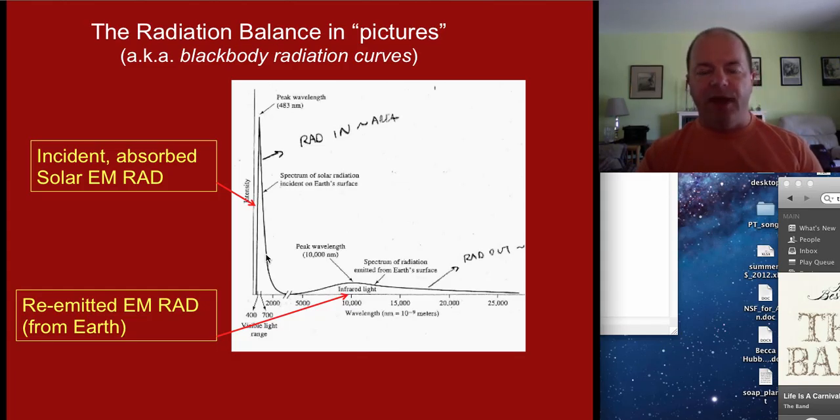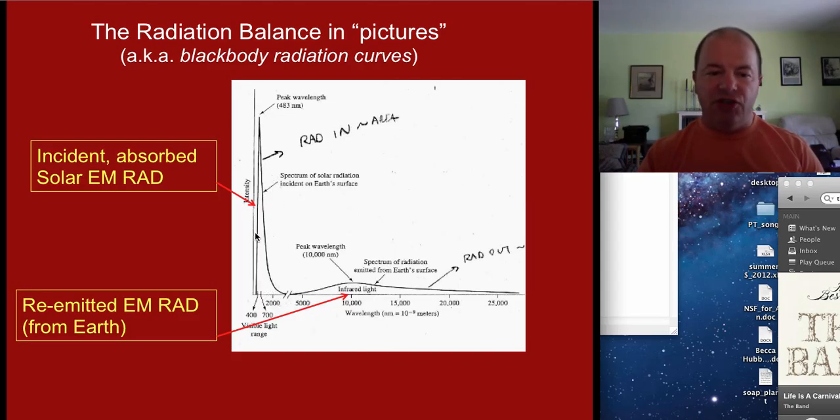Okay, so we ought to be able to show the radiation balance of the Earth in a couple of pictures. Now, this broad thing here is the black body radiation curve for the Earth. And notice it's got lambda max here far out in the infrared at about 10,000 nanometers, or 10 microns. And if that area is the total energy, then that's got to be equal to the total area of the incident radiation that is absorbed.